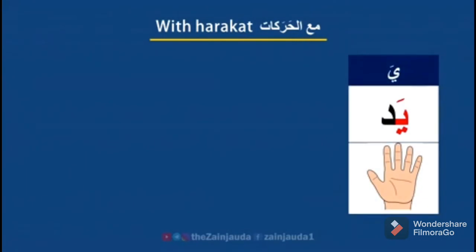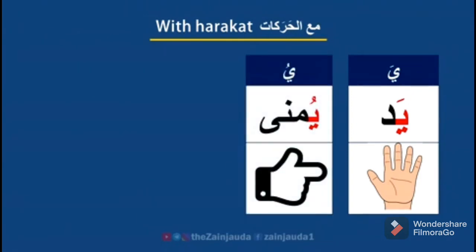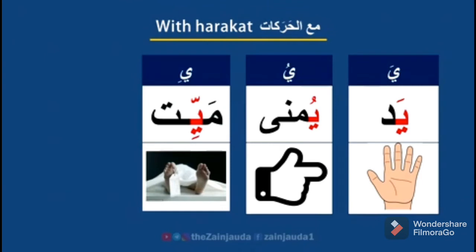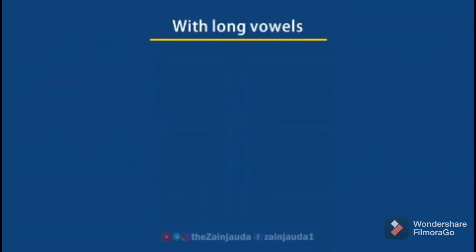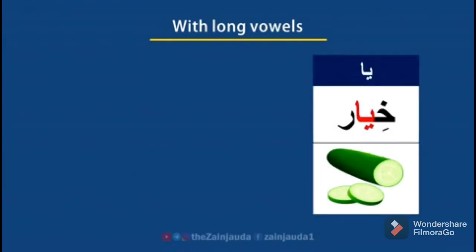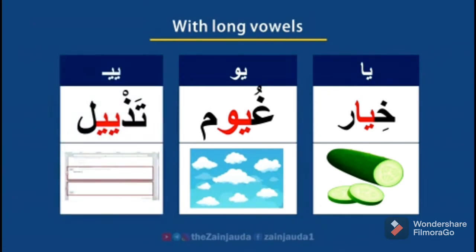Examples of it: with the harakat, with the fatha, yad. With the dhamma, yumna. With the kasra, mayyit. And with the sukoon, ayn. Examples with long vowels: khiyar, غيوم, تبييل. تبييل means footer, the footer that we add in Word documents.